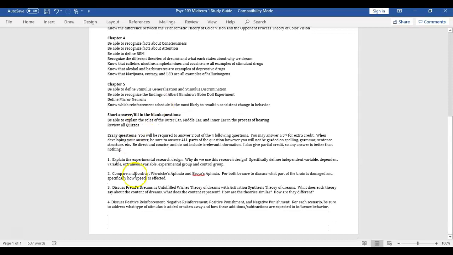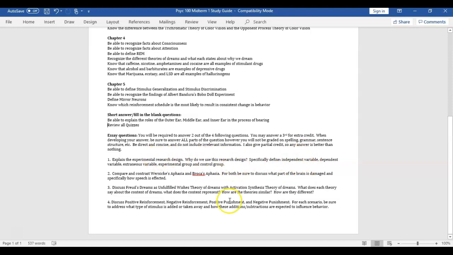Okay, then studying for the essay questions, this is where you need to really get more specific. Make sure that you're answering all parts of the question. So, for example, with essay question number 1, explain the experimental research design. 1, why do we use this research design? And then 2, specifically define all of these terms. So a good answer for this one is we use this research design because it's the only way we can determine a cause and effect relationship. And then you're going to go and specifically define all of these other variables. Look for those definitions.